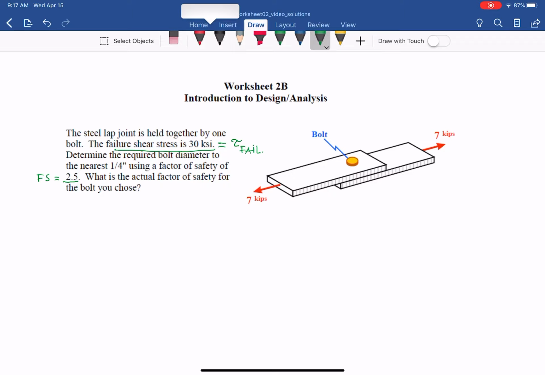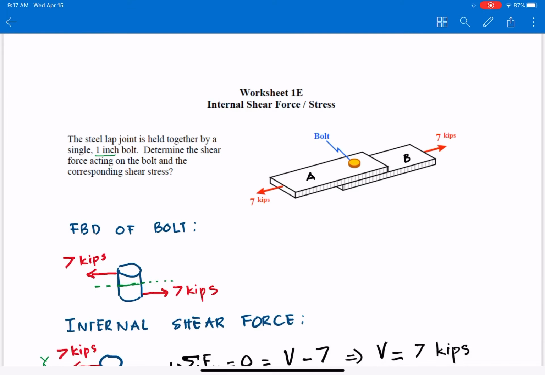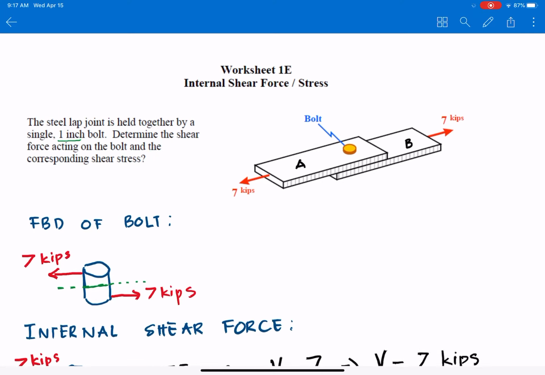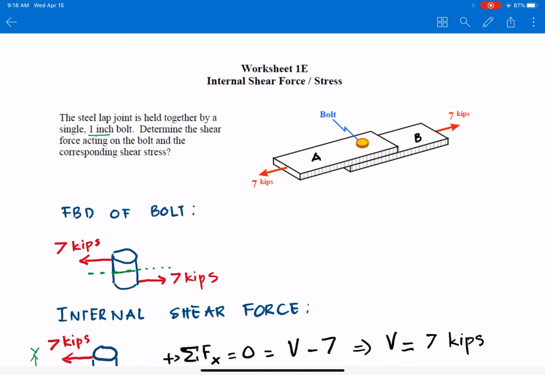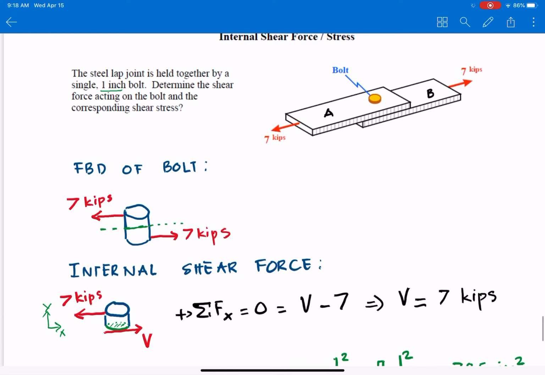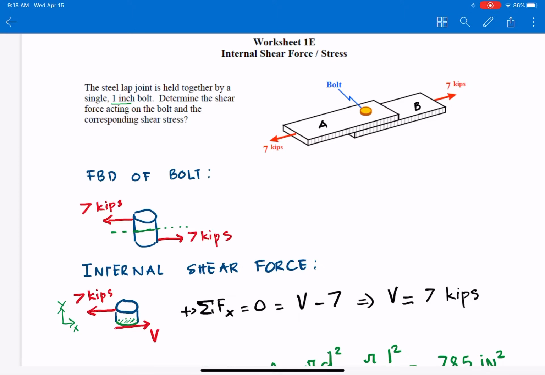To do that, let me go back to worksheet 1E. In lesson 1, we had internal shear force and shear stress, and exactly the same problem. You see that? They have 7 kips, and this is a single shear. What are single and double shear? Go back to lesson 1.